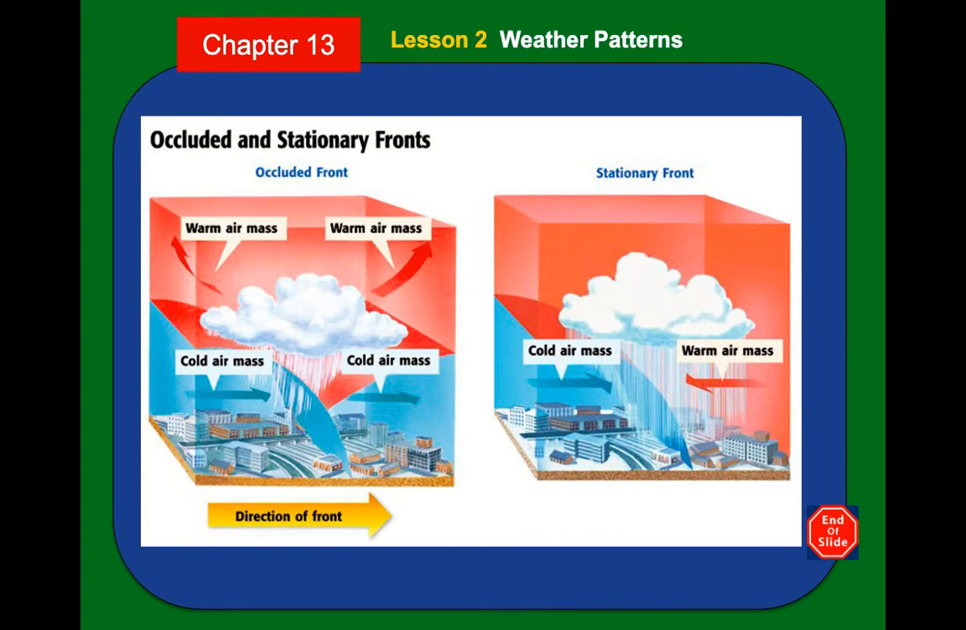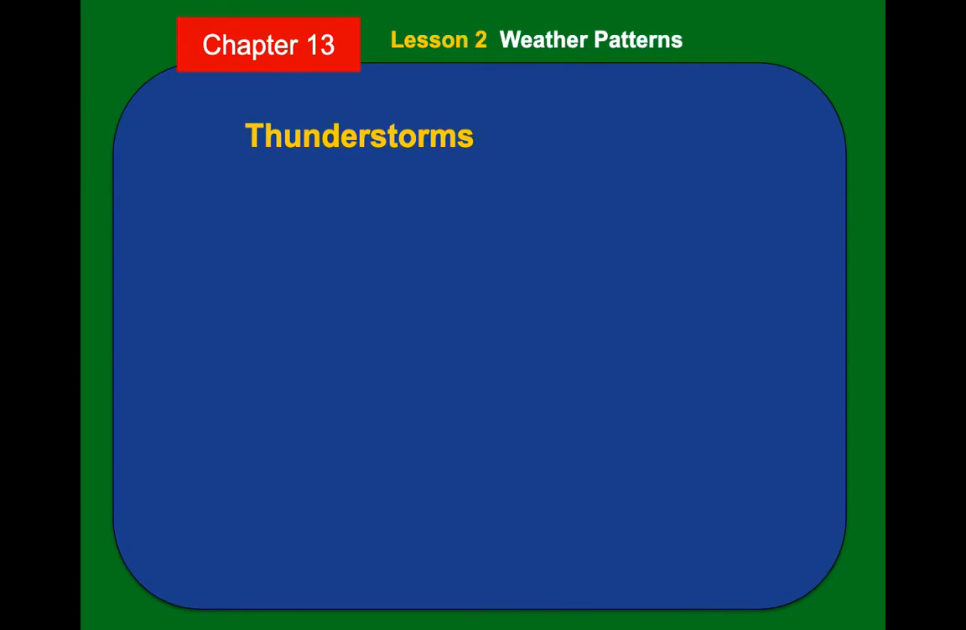So all four types of fronts that we went over, cold fronts, warm fronts, occluded fronts, and stationary fronts, are going to regularly give us some type of precipitation. The ones that are going to produce the most severe weather are going to be the cold fronts, and that's where we're going to get our thunderstorms.